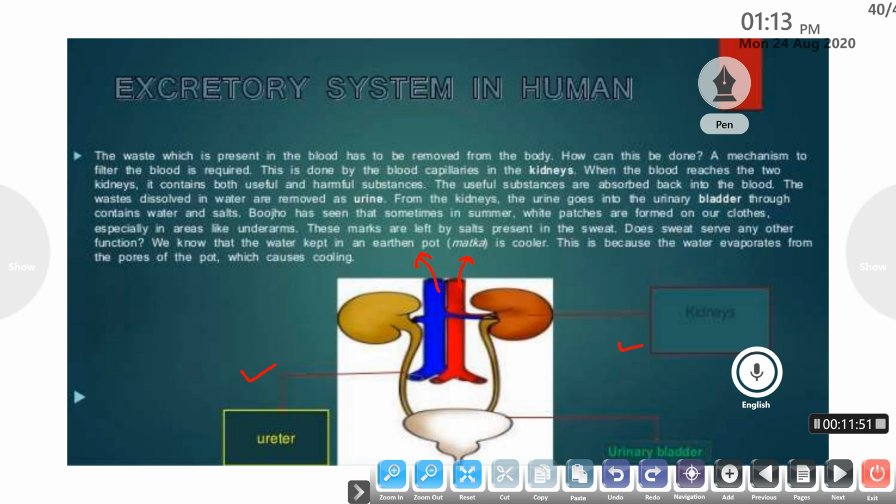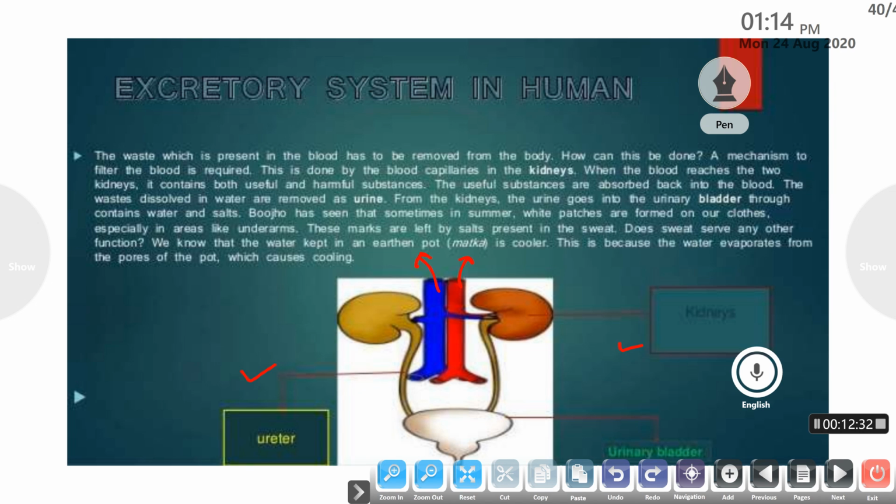urine. From the kidneys, the filtered urine goes into the urinary bladder through the ureter, which contains water and salts. Then this urine reaches the urinary bladder. When the urinary bladder is fully filled, the receptors present in the urinary bladder send a signal to the brain, and the brain sends the signal back to the urinary bladder for the excretion of urine. So this is the mechanism of excretion in our body.